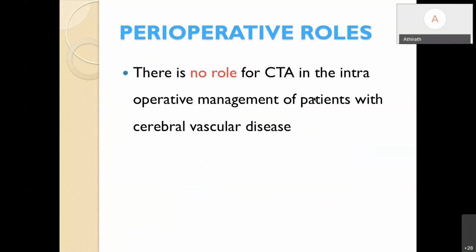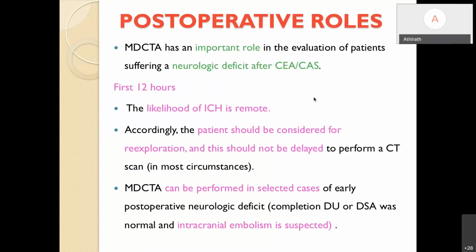Perioperative role, there is absolutely no role for CT in a perioperative setting. Postoperative role, CT plays an important role in any patient suffering a neurologic deficit, either after CEA or CAS. You need to broadly classify whether this deficit is in the first 12 hours or after 12 hours. Because in the first 12 hours, the likelihood of intracranial hemorrhage or hyperperfusion syndrome is very remote. Therefore, the patient should be immediately considered for re-exploration, and it should not be delayed to perform a CT scan.